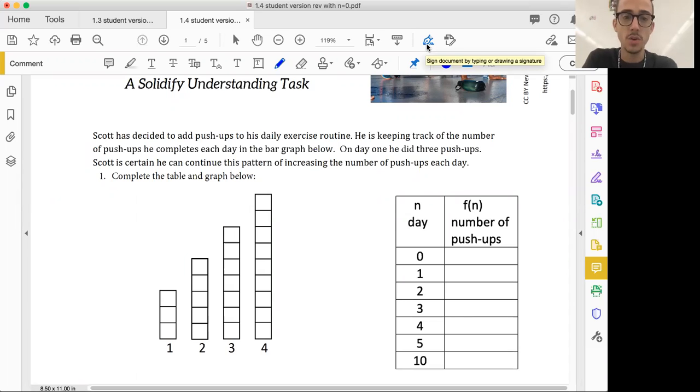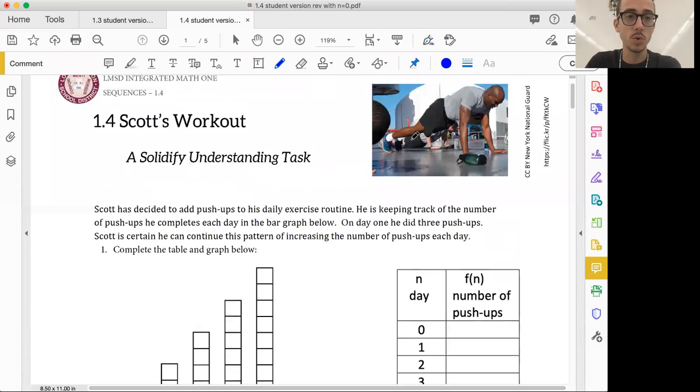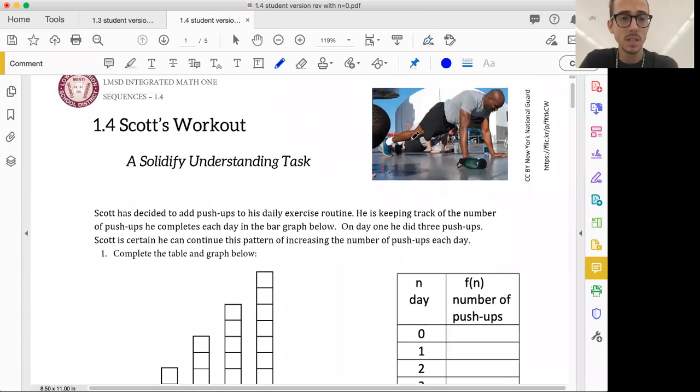This is a video about the 1.4 Desmos lab, Scott's workout. And I'm just going to talk through some of the problems. Everything that I show here should be correct. And we'll get right to it.